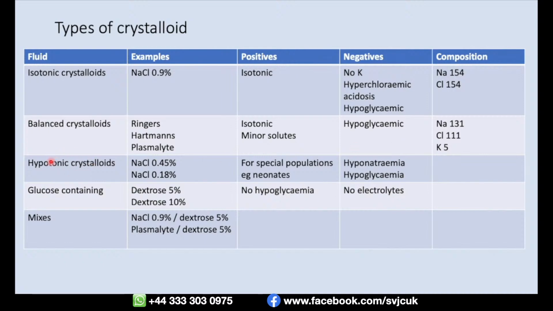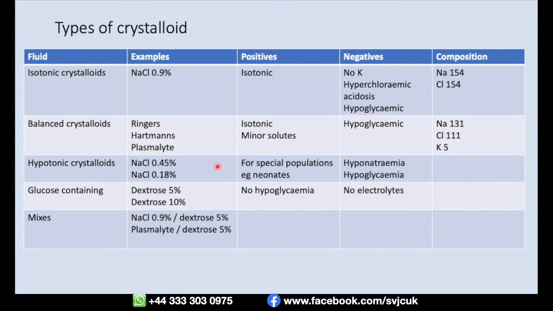Then we have the hypotonic crystalloids. So this is things like sodium chloride 0.45 and 0.18%. These were sort of the mainstay of fluids used in children for a long time, but really restricted now to special populations, normally neonates in those first few days of life, because they're very hyponatremic. And hypoglycemic again unless glucose is added.